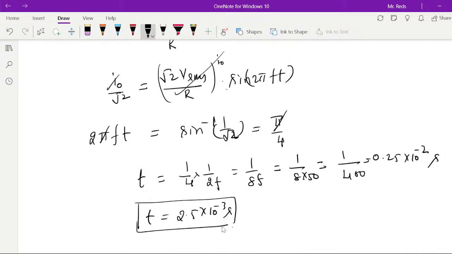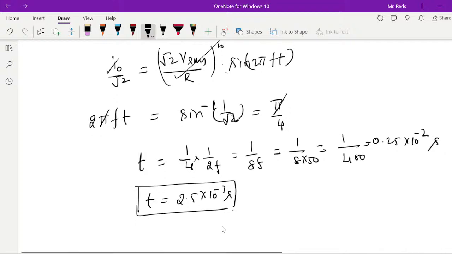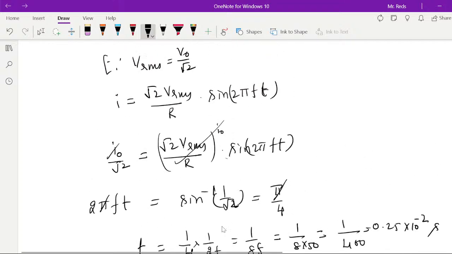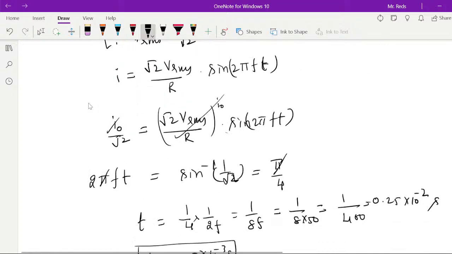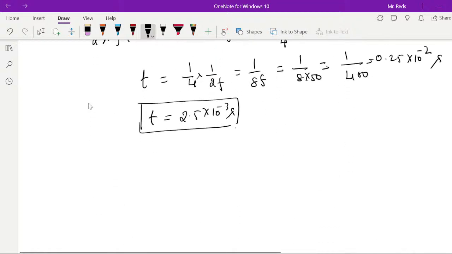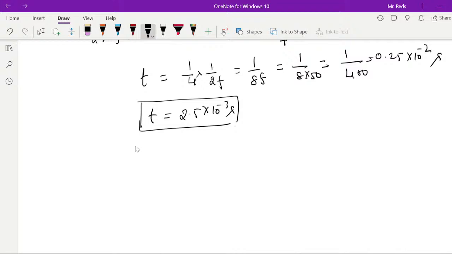So 2.5 into 10 power minus 3, option 1 is right. I hope it is clear for you guys. Here actually there is no need to convert this I naught into all these terms; we can simply cancel it out, right? Next, question number 14.